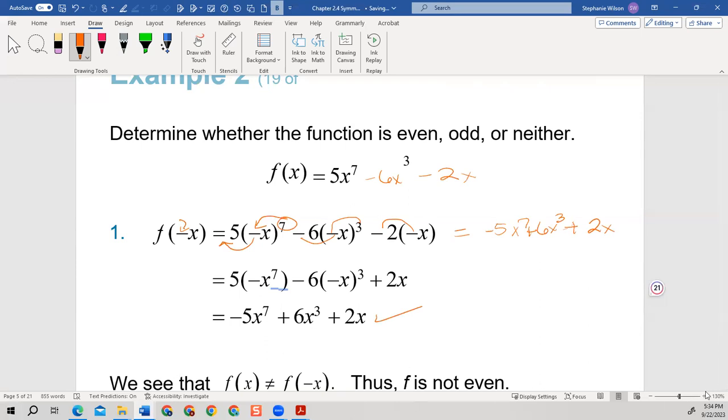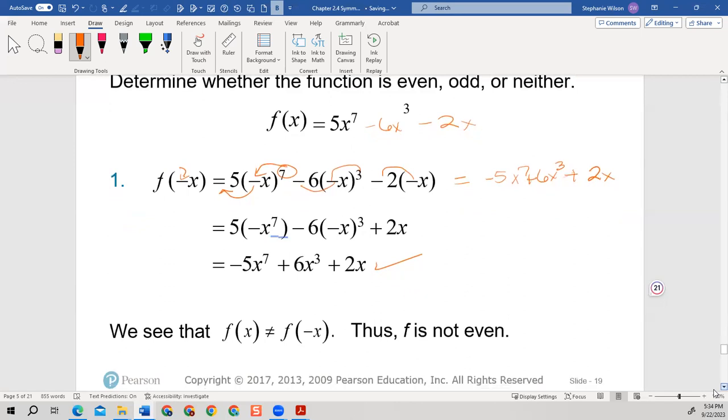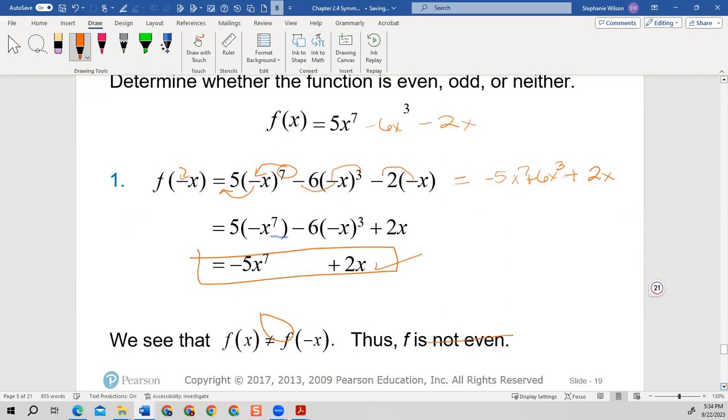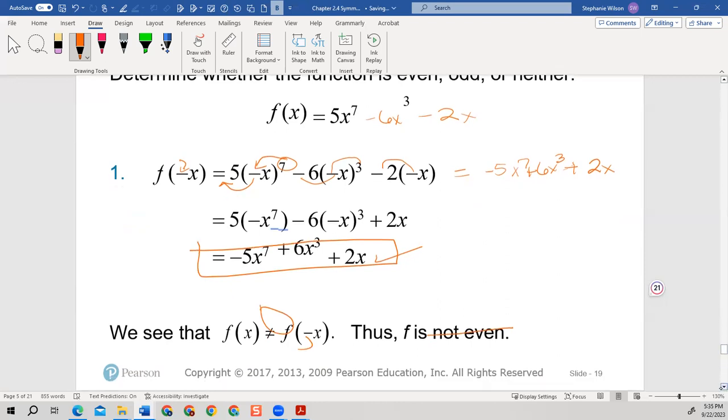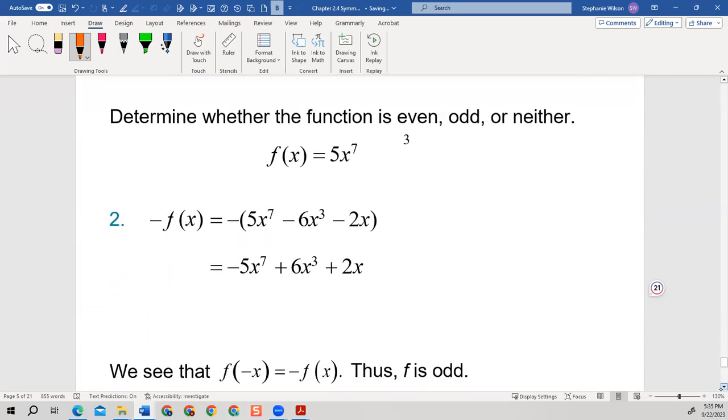So, let's finish this one up. See that we have f of negative x. So what we want to do is compare it to the original. And since this is not equal to the original, we're going to say it's not even. Okay. And that's what this statement here is saying: that we took our original, set it equal to when we made the change on x. And since it's not equal, that's what that line through the equal sign means. It's not equal. Now let's determine if the function is odd.